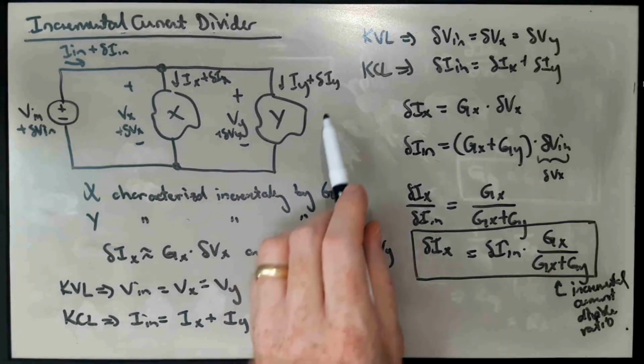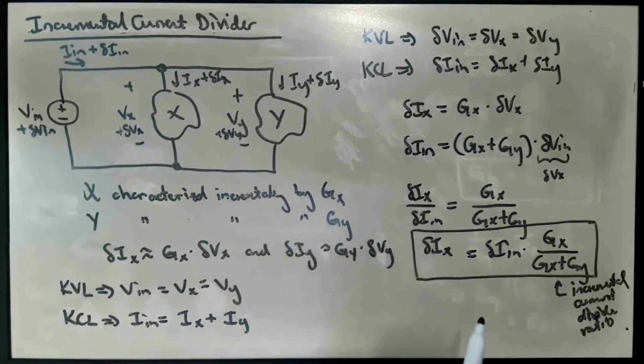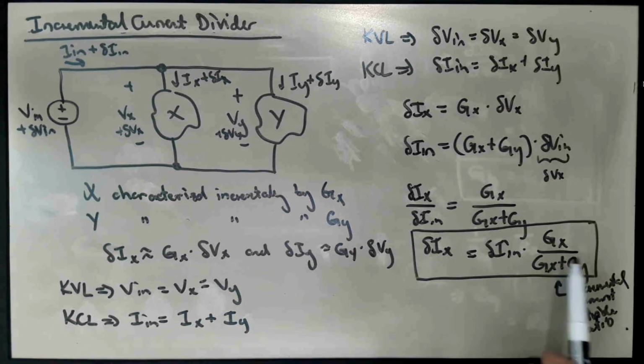Of course, we can do the same argument with delta Iy and find that delta Iy is given by delta In times Gy over Gx plus Gy, or Rx parallel Ry divided by Ry. So the incremental current divider works exactly the same way as the regular linear current divider. Incremental resistances combine just like regular resistances. Incremental conductances combine just like regular conductances.